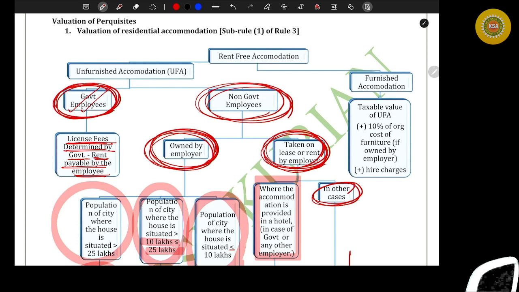So tell me, very simple. Furnished accommodation, you can do it in a very simple manner. First, you value the unfurnished accommodation. Then add the value of furniture. Done.